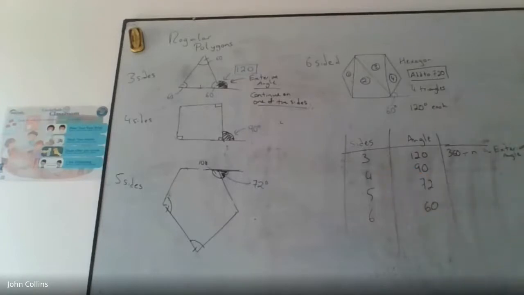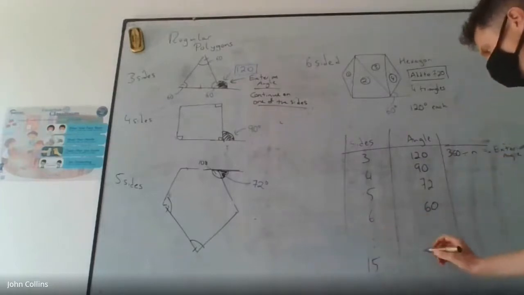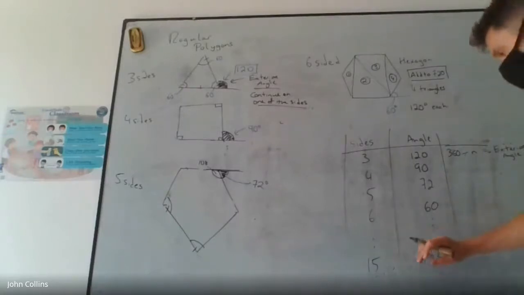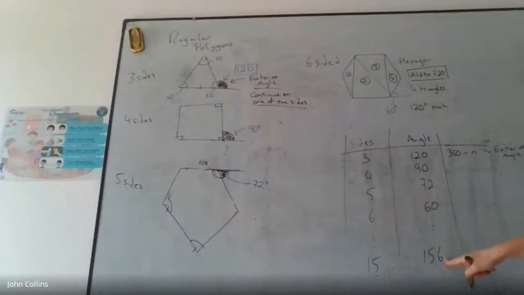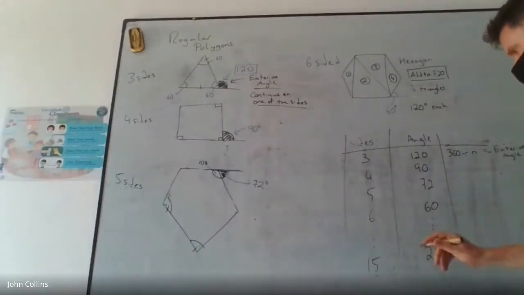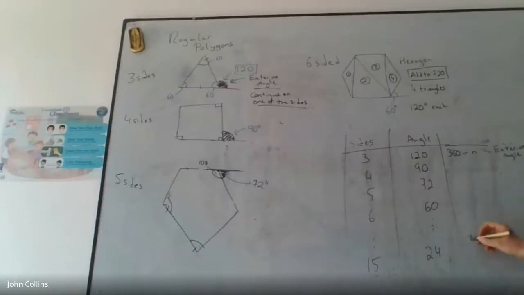What was the one we worked out earlier on? That was the 15-sided shape. It was 156. Sorry, that was the interior angle. So what was the exterior angle? One take away from 180, wasn't it? What's that going to be? 24. Does it work? 360 divided by 15? So it works.